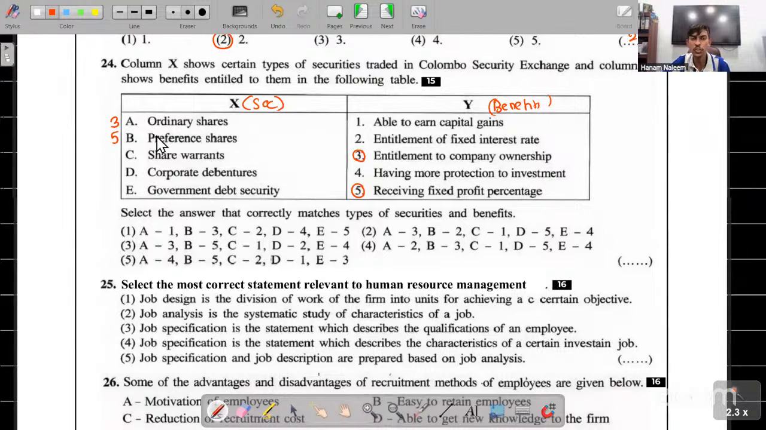Share warrant means you can buy the shares at a low price and sell at a higher price, so it should be capital gain. Yes, you can get a good capital gain. Corporate debentures means you get a fixed interest every year, so it should be the second one, entitlement of fixed interest. Government debt securities are more protected. It is zero risk because it is given by the government, so the central bank will obviously pay the money back to you. So it is 3, 5, 1, 2, 4. Answer number 3. Okay, fine. Question 24 done.